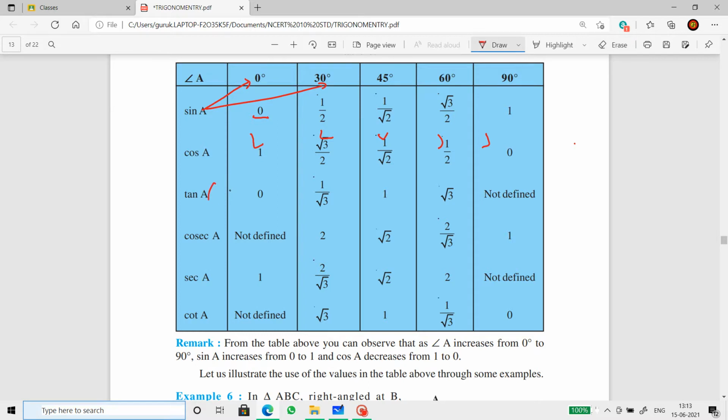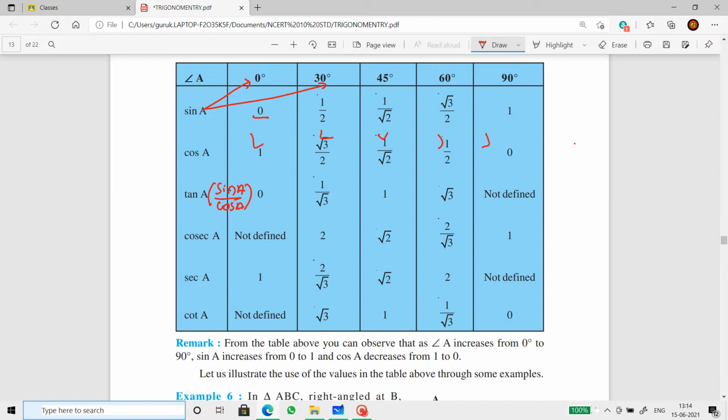Now, how is tan? Well, tan is what? Tan is opposite by adjacent, or I can even write that as sine by cos, because sine is opposite by hypotenuse, cos is adjacent by hypotenuse, so hypotenuse gets cancelled, so you get opposite by adjacent, which is the tan. So I can write tan as sine A by cos A also.